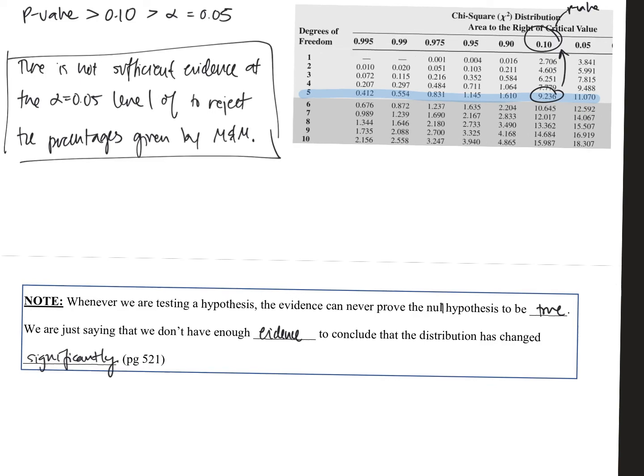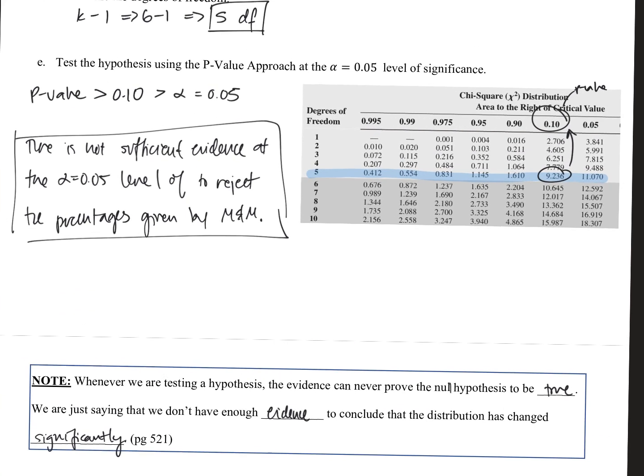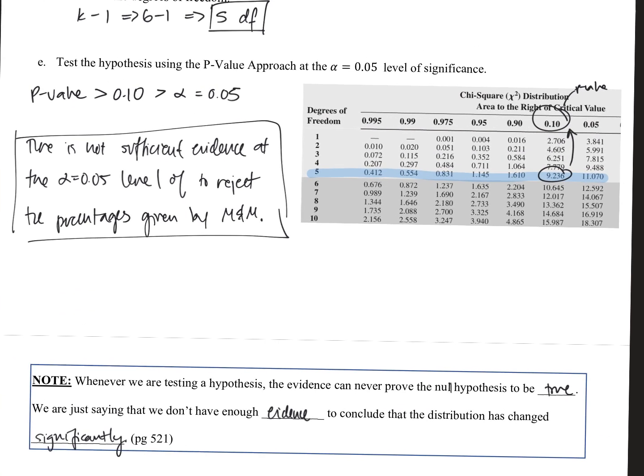Alrighty, that is it for this section. So once again, remember, the p-value approach, you look in the table at your degrees of freedom, and then you find your alpha value up above. It is different for the classical approach. For the classical approach, you find the critical value using your degrees of freedom and the given level of significance.